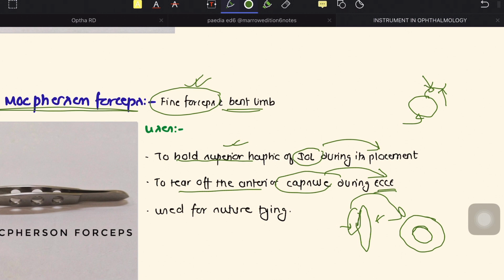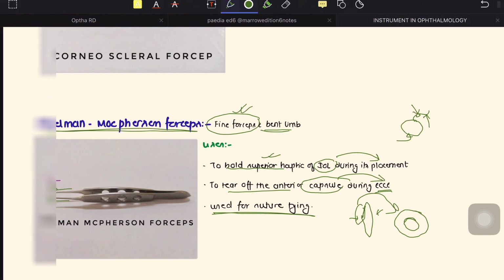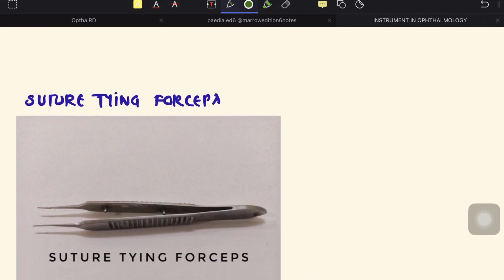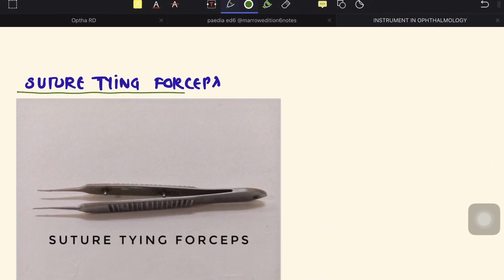An alternative use of Kelman-McPherson forceps is that it can be used for suture tying as well. So this is about Kelman-McPherson forceps. I hope you are able to identify this forceps from the diagram. The next forceps is your suture tying forceps. It is used for tying the sutures during extraocular surgery.